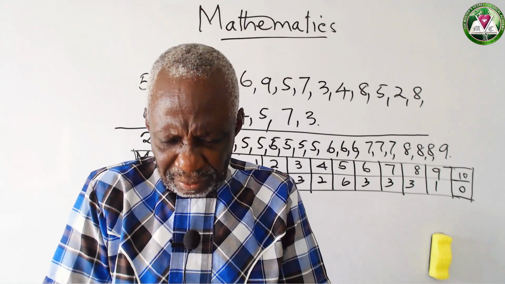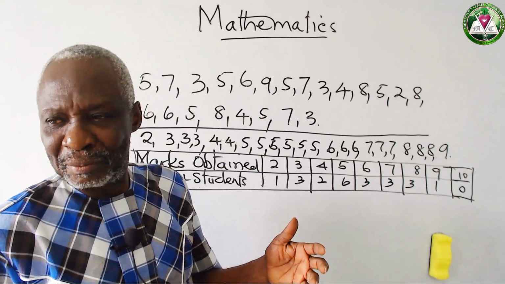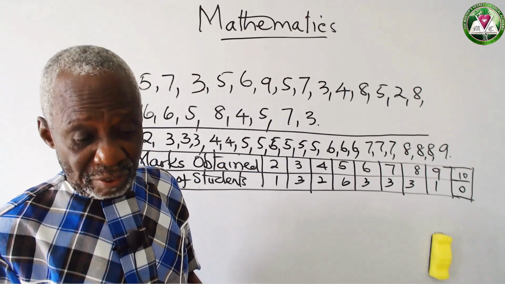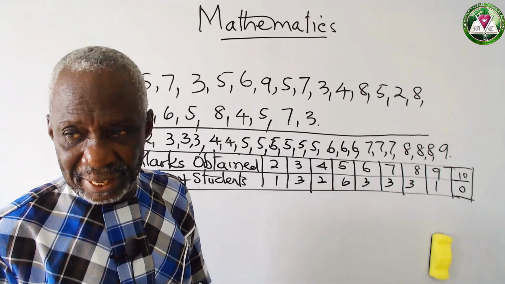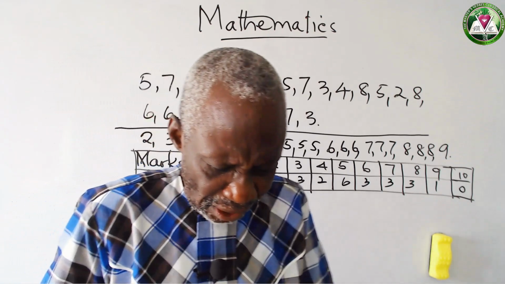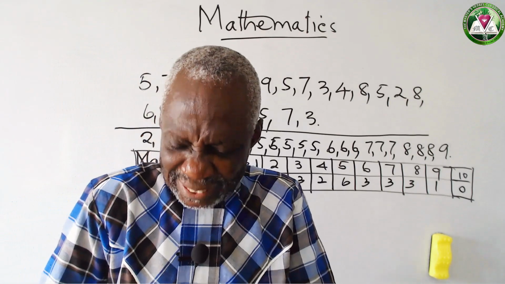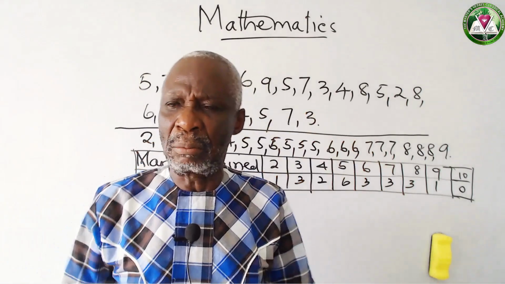Using the above, answer the following questions. Just like we did before. You know, statistics. You don't take everything at a go. If you take everything at a go, the whole thing will crumble. We'll take it bit by bit. So now, let us drill ourselves once more. How many students took the test? If you can remember what we did before. Total number, total number.